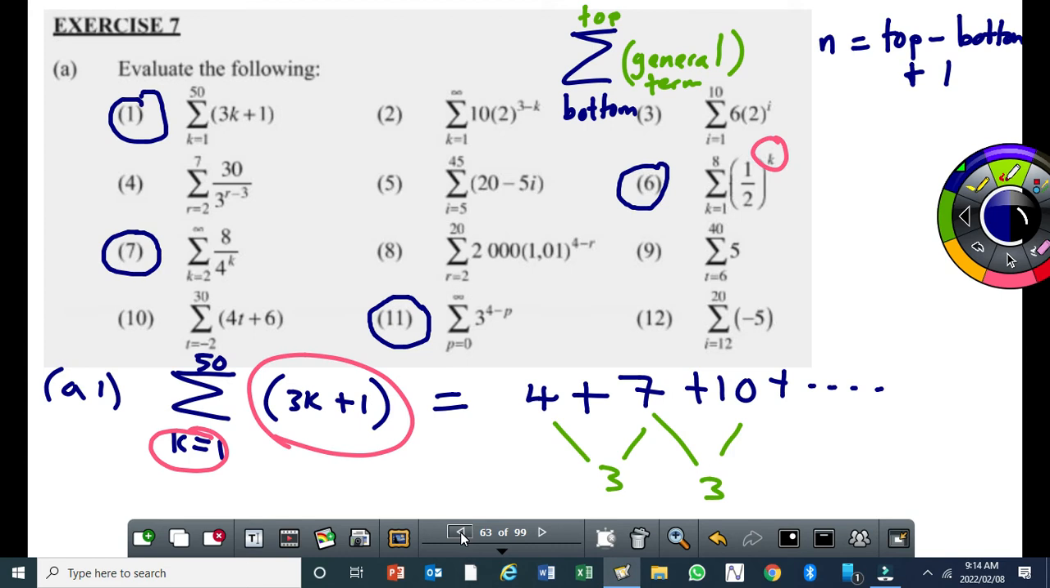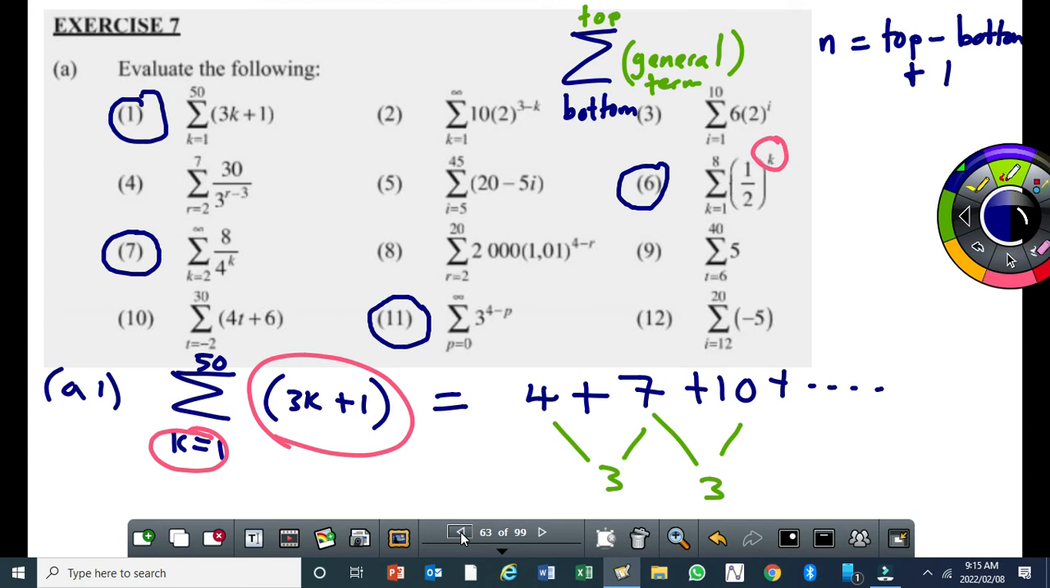Now, before I go over this, I just want to repeat this again. The sigma notation is a shortcut notation of the series. And there are only 2 types: arithmetic and geometric. It's just a shortcut way of writing a series. Now, for A1, we are given sigma from k equal to 1 up to 50.